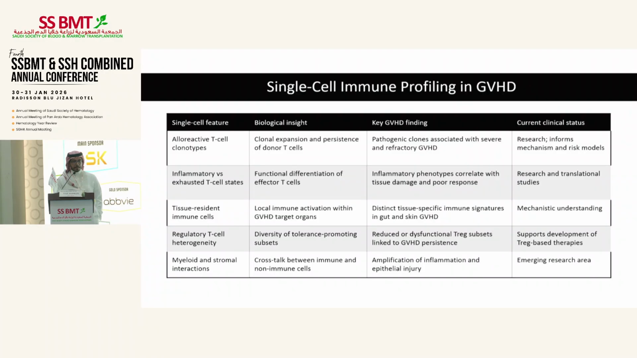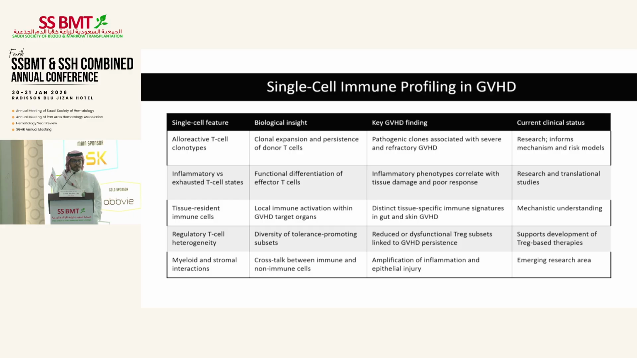The single-cell immune profiling, as I showed in the previous slide: the Treg-TF ratio, the alloreactive T-cell clonotype, and this is interesting. Typically you will have alloreactive T-cells attacking the recipient. And those specific clones can multiply and expand and persist in the recipient, leading to more damage and more active GVHD.